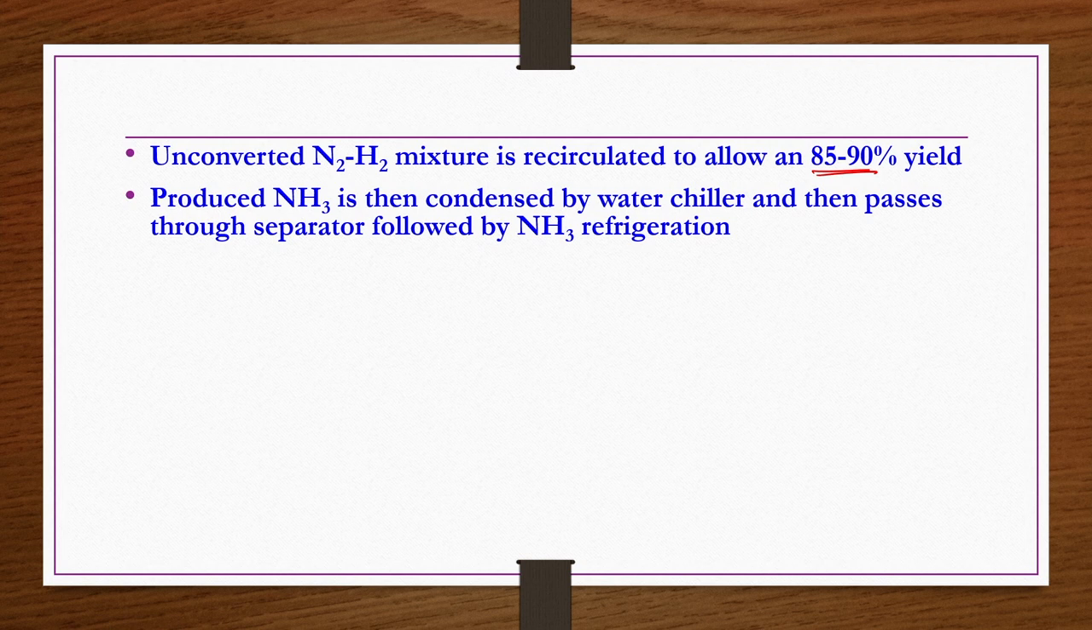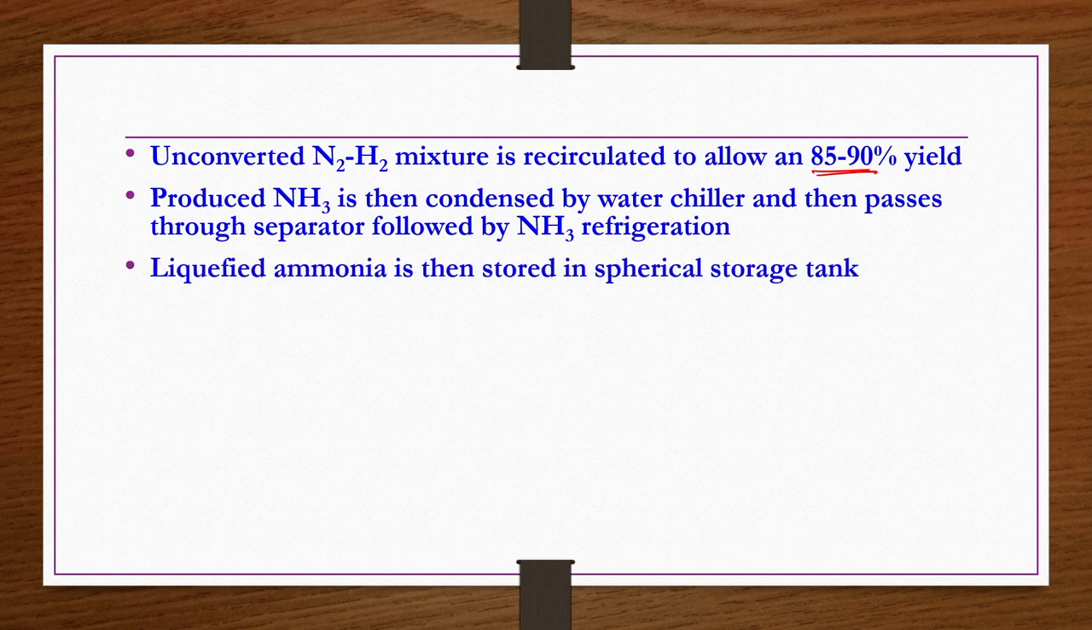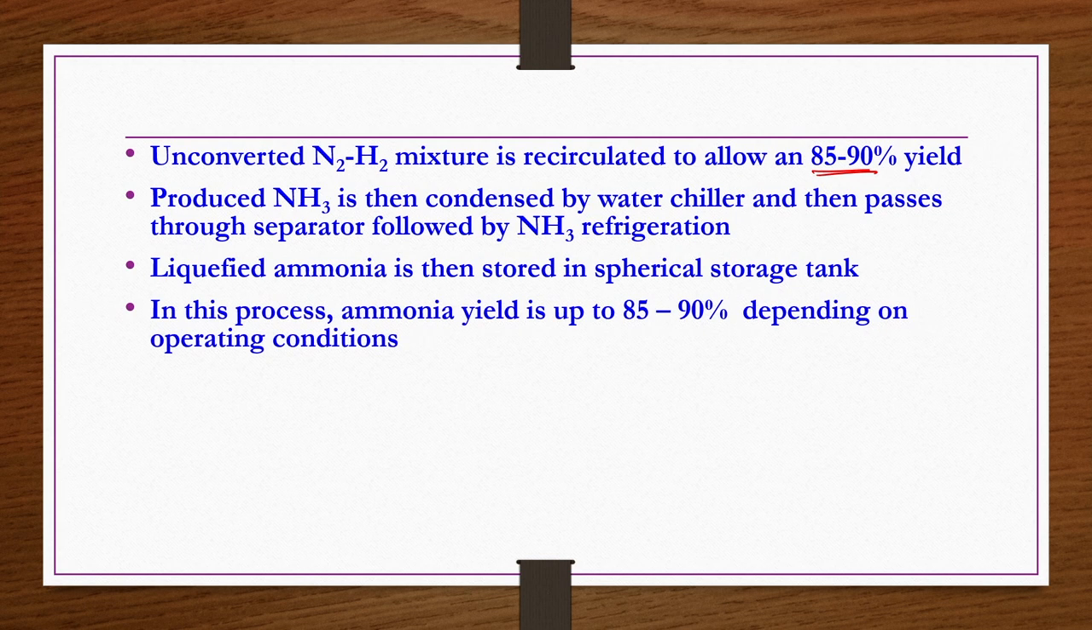to the reactor. Produced ammonia is then condensed by a water chiller and then passes through a separator followed by ammonia refrigeration. Liquid ammonia is then stored in a spherical storage tank. In this process, ammonia yield is up to 85 to 90% depending on operating conditions. This is all about the process, how to get ammonia from the ammonia synthesis gas using a high pressure catalytic reactor, right?